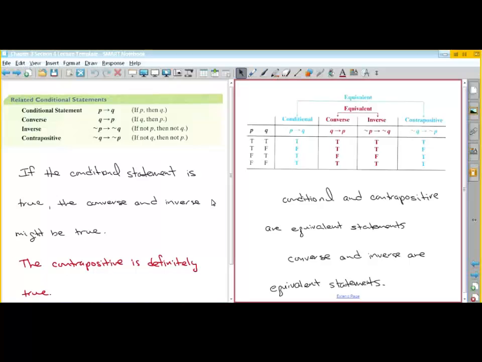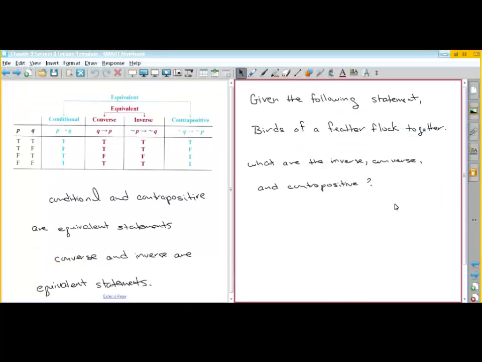So let me see if I've got an example somewhere here. So that they are equivalent because the final truth values are the same between the two. So I think I've got some examples here.